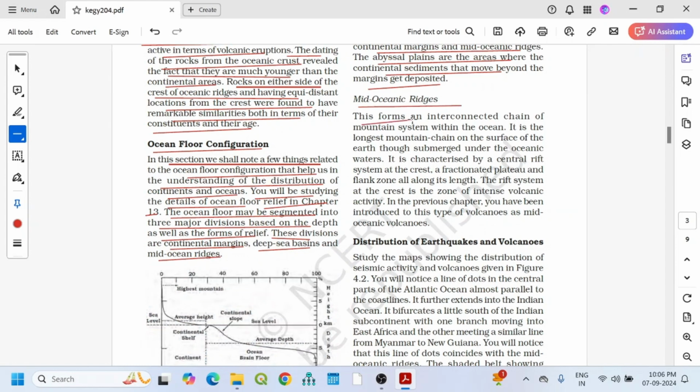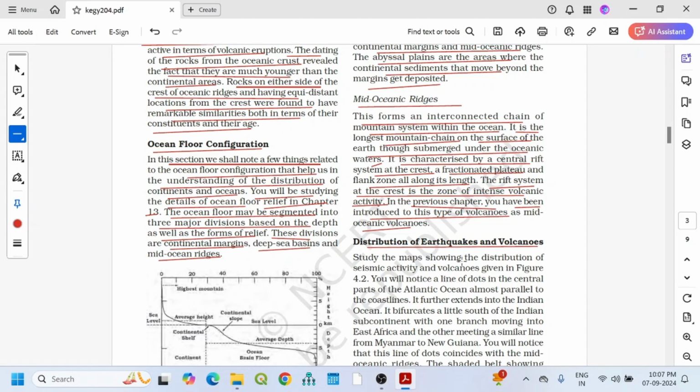Mid-oceanic ridges. This forms an interconnected chain of mountain system within the oceans. It is the longest mountain chain on the surface of the earth, though submerged under the oceanic waters. It is characterized by the central rift system at the crest, a fractional plateau, and the flank zone all along its length. The rift system at the crest is the zone of intense volcanic activity. In the previous chapter, we have been introduced to this type of volcanoes as mid-oceanic volcanoes.